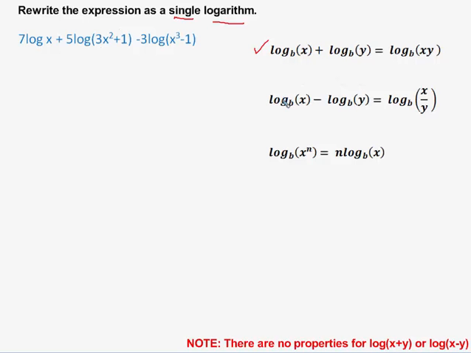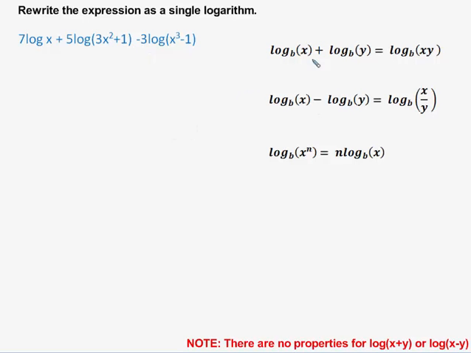Then as a second property, if you have the difference of two logs rather than the sum of two logs, meaning the logarithms are being subtracted, as long as the bases are the same, you can combine them into a single logarithm of the same base by taking the argument of the first logarithm and dividing by the argument of the second logarithm, so x divided by y as shown here. This property will be used in this problem because I have a subtraction right here.